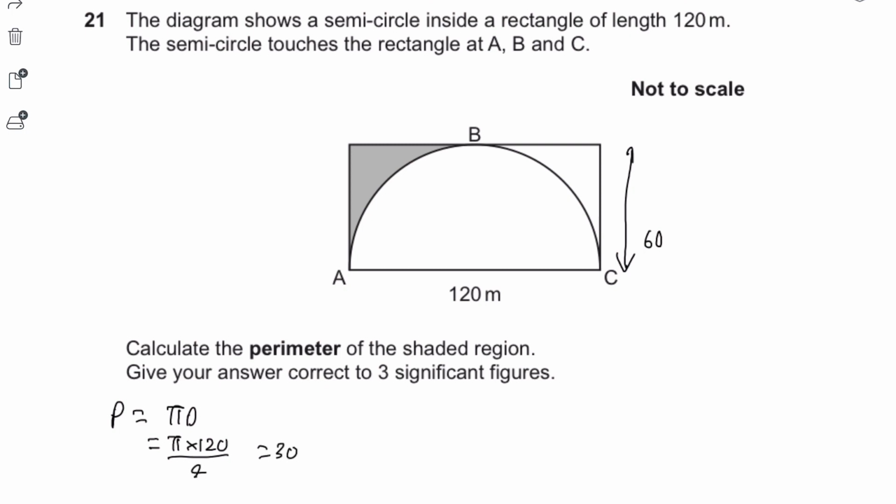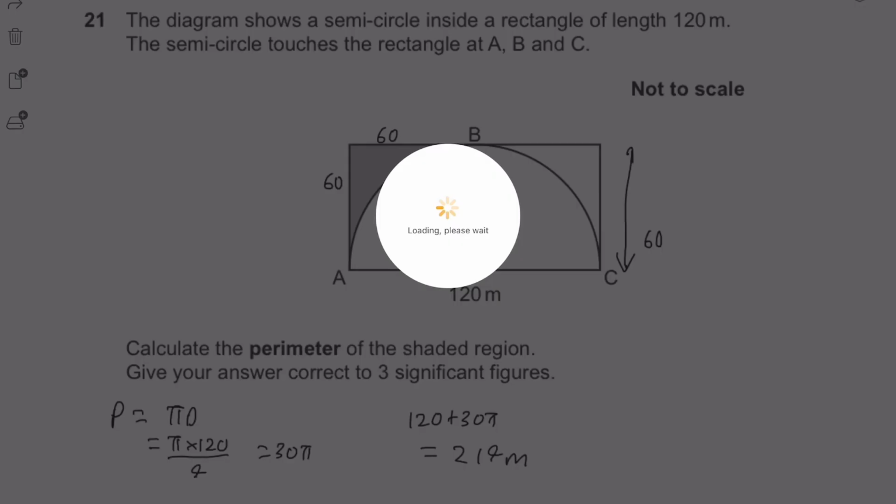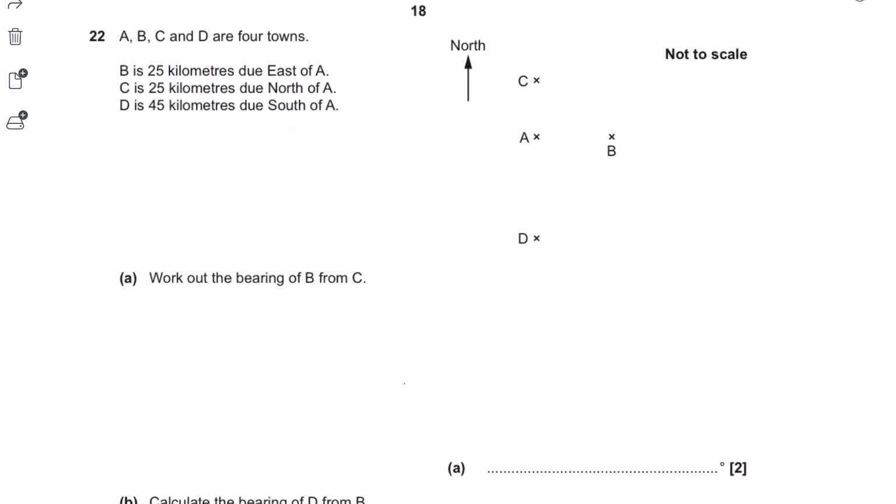But what we're looking at is a quarter of a circle, the arc. So that would be over 4. So it's 30 pi. So this would be 60, 60, and 30 pi. So it'd be 120 plus 30 pi, which equals 214 meters.